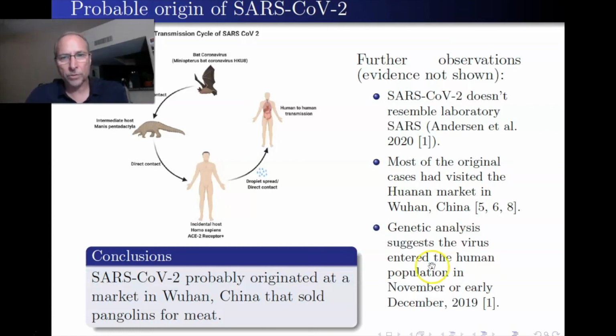So all this evidence is pointing to the conclusion that SARS-CoV-2 originated probably in this market in China, and they were selling pangolins for meat, and the people who bought those pangolins unwittingly ingested the virus and became infected, and then the virus either evolved immediately there or was already pre-adapted to go human to human after that point.